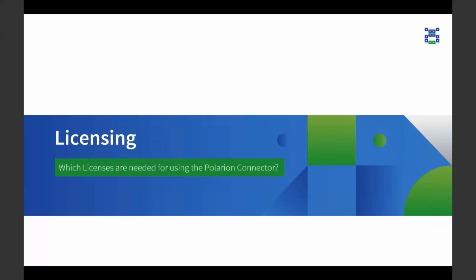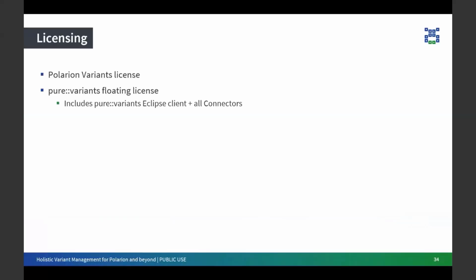And that's also true on the licensing side, meaning if you want to use the connector, you will still need Polarion Variants licenses. And on top, you will need a Pure Variants floating license that gives you access to the Pure Variants Eclipse client that we briefly saw earlier, as well as to all connectors, including the Polarion connector. So you basically purchase such an additional license to get access to a solution that covers all of the use cases that we mentioned earlier.